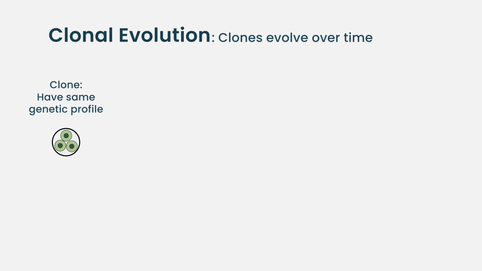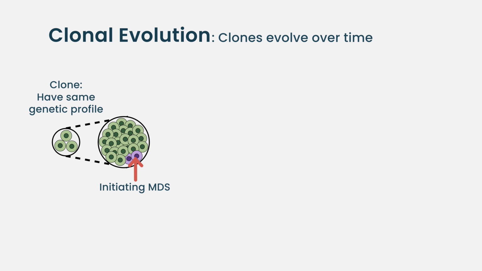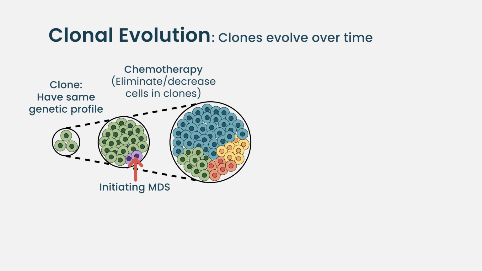An example in a patient would be a patient with MDS. That MDS is caused by a clone of cells that have this particular mutation that led someone to have MDS. Over time, if that patient gets chemotherapy, that clone can change because chemotherapy can eliminate those cells either completely or partially. So that clone disappears or decreases in number.